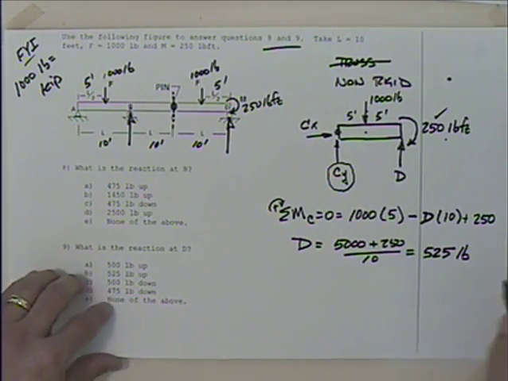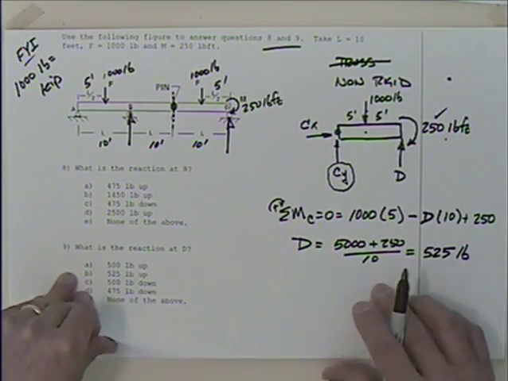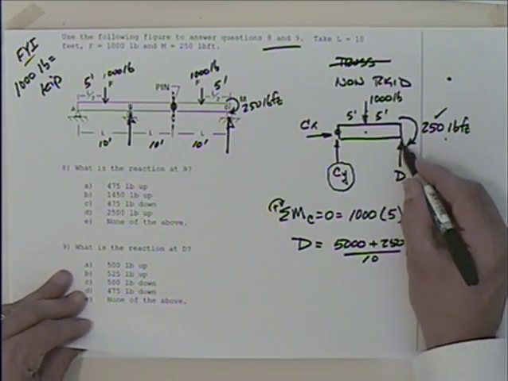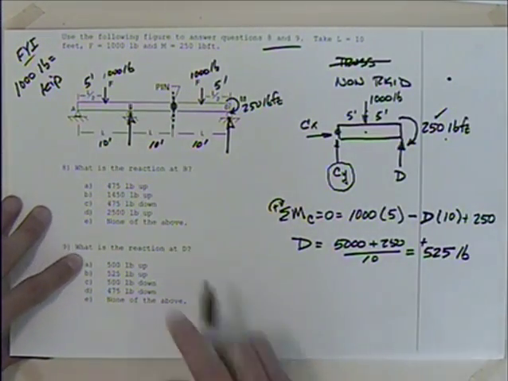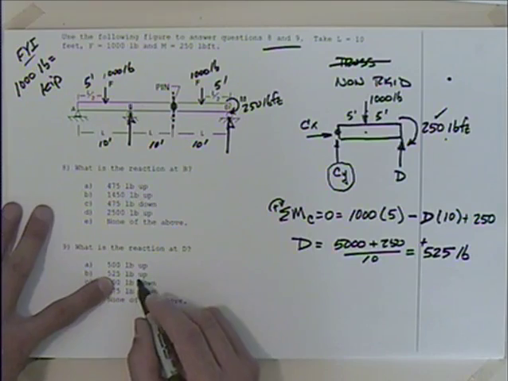Okay, yeah. So 525 pounds. We've shown that going up. It's a positive number, so that affirms that it's going up. So what's the reaction at D? 525 pounds up.